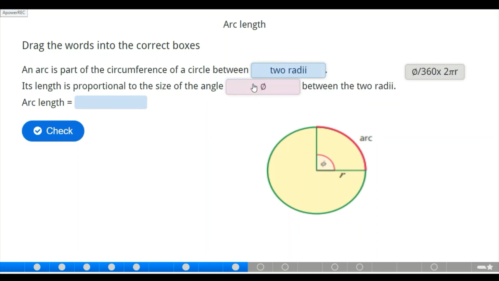Okay, so if you want to calculate the arc length of any given circle, we calculate it as theta over 360 times 2 pi r. 2 pi r is what? The circumference of the circle.